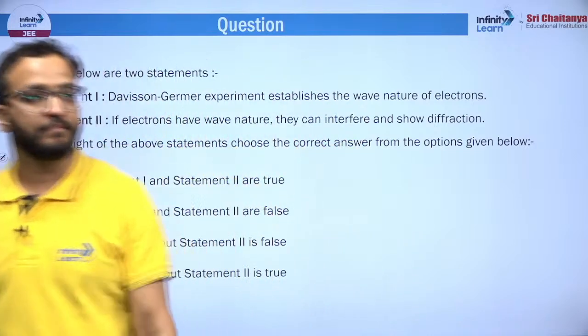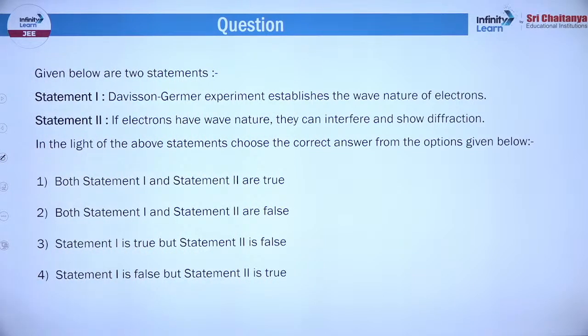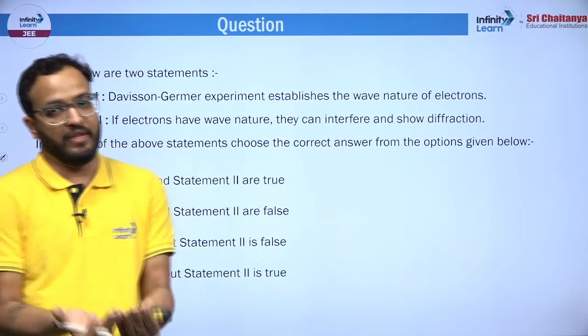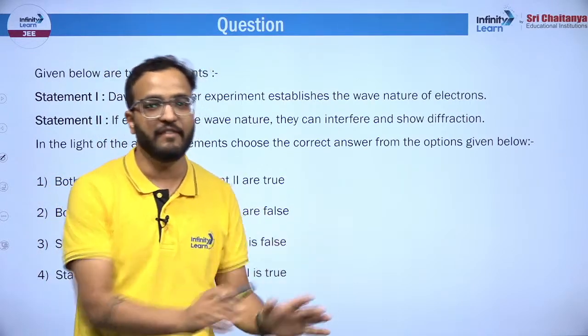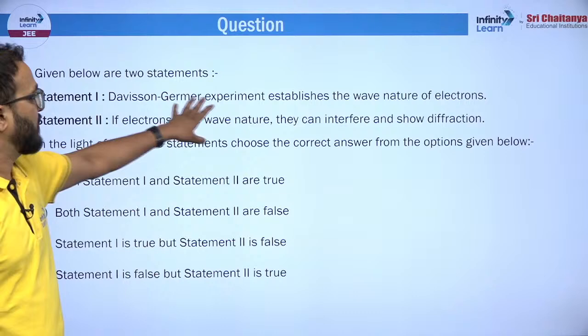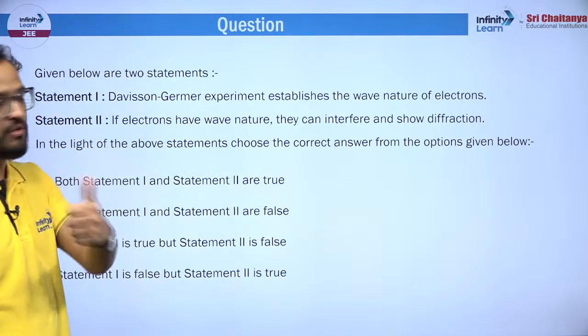Davisson-Germer experiment. Who knew this will come? But the major conclusion of the Davisson-Germer experiment is that electrons are showing diffraction. That means they have wave nature, that's all. So the Davisson-Germer experiment establishes the wave nature of electrons, absolutely right.